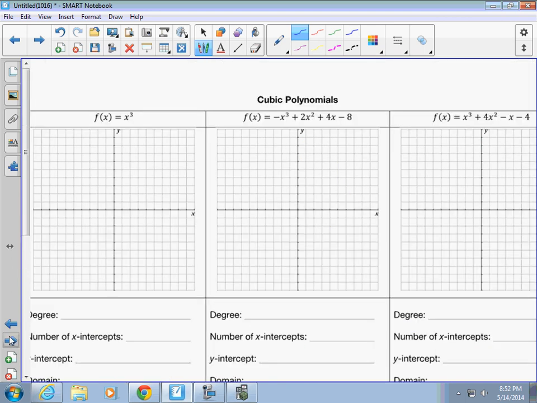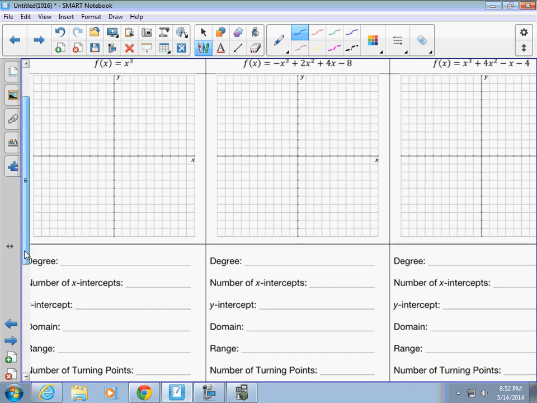So the next page is for cubic polynomials. So f(x) is equal to x cubed. So my degree for this is going to be 3. Number of x-intercepts, we'll wait till we do the graph. Your y-intercept, because this is like x cubed plus 0, your constant would be 0, so my y-intercept is going to be at 0.